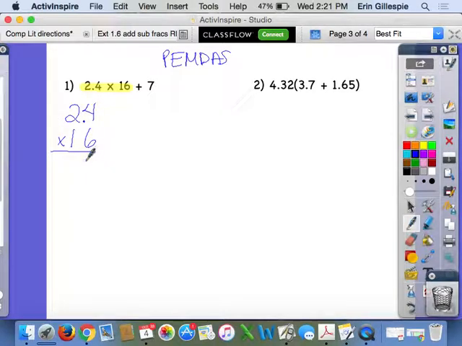4 times 6 is 24. 2 times 6 is 12 plus 2 is 14. You still do a placeholder 0 just like you would before. 4 times 1 is 4. 2 times 1 is 2. You add.